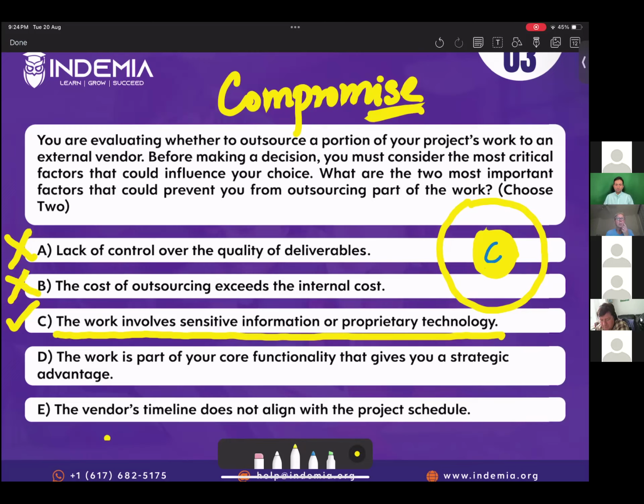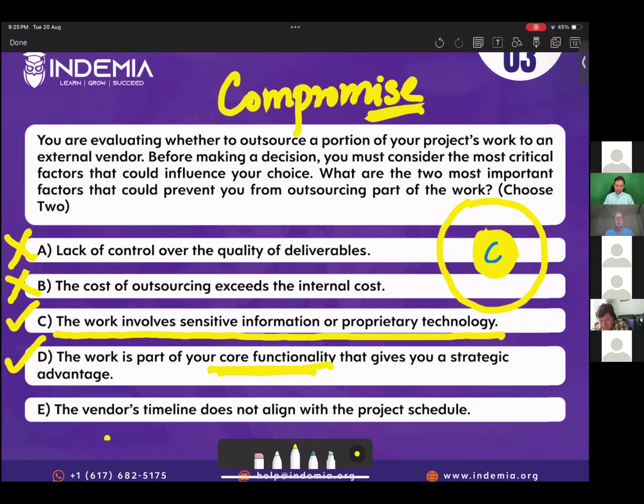Now, option D, the work is a part of your core functionality that gives you a strategic advantage. So this is what we are discussing. We don't compromise on our core functionality. So if your main business is, let's suppose, developing software, right? You won't be outsourcing software development because this is the only thing that gives you competitive advantage. If you outsource this, then you would be losing the race. So companies do not outsource their core functionalities. So same is the concept that I have just explained, core versus periphery.